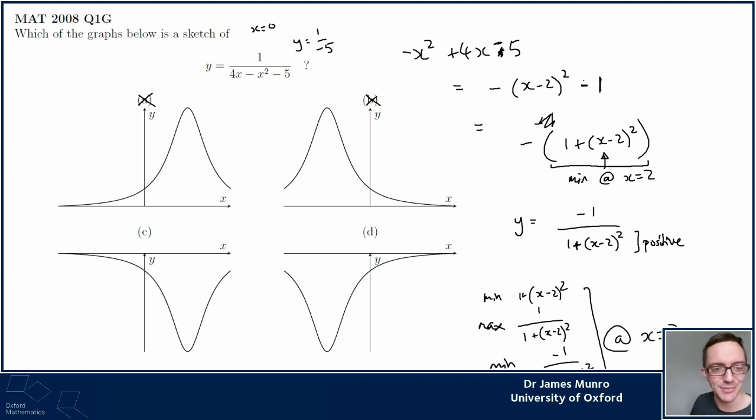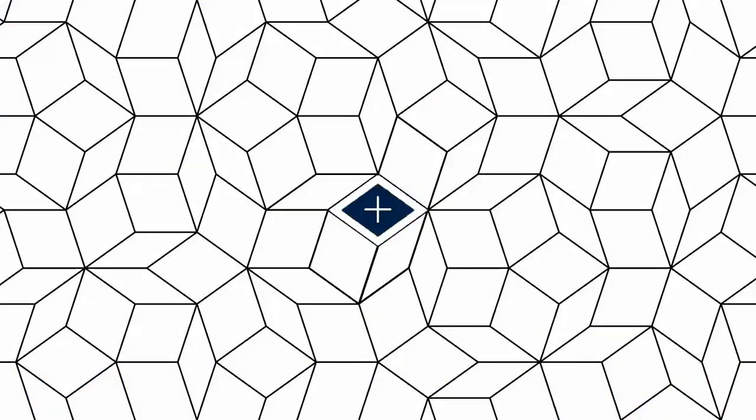I've gone out at the bottom of the screen a bit, sorry. I was giving you the maximum of this 1 over the thing, and then there's a minus sign, so it becomes a minimum. What I'm saying is I think there's a minimum to this function at x equals 2, which is a positive number. 2 is positive, so I think it's going to be C. I think it's going to be this one.